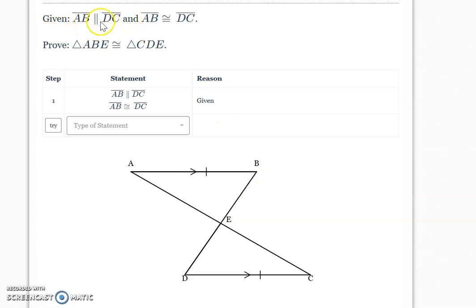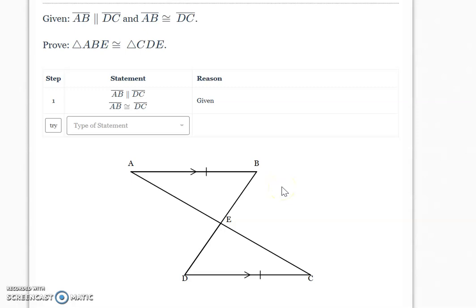So first thing that we know is that this side right here is parallel to this side right here, and that's marked for us. That's what that arrow is. And then we know that this side AB is also congruent to side CD. So that is one other piece of information that we have. So right now all we have is that a side of this triangle is congruent to a side of this triangle. So we need to think of what else we know.